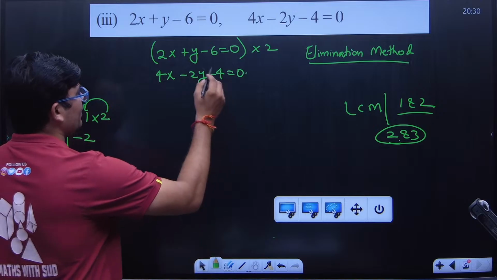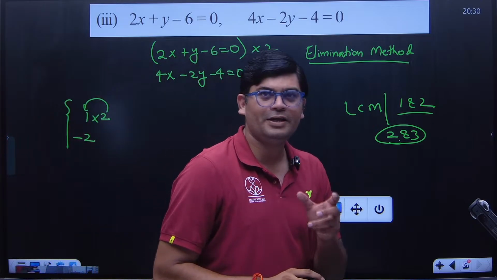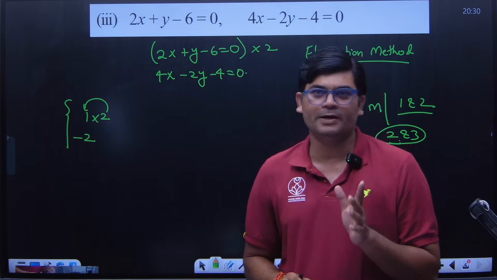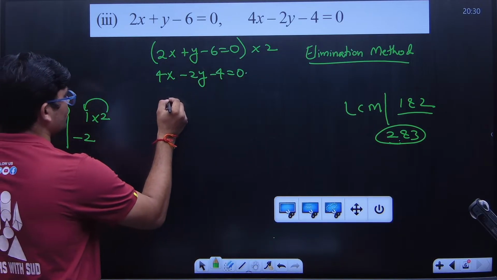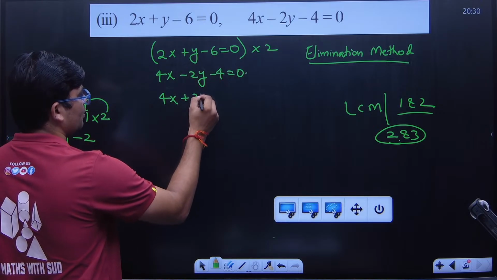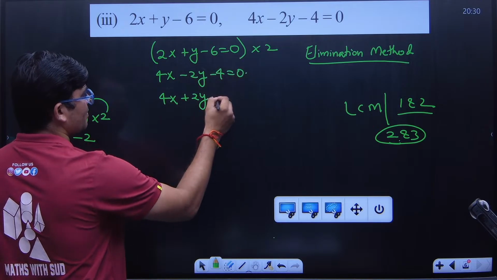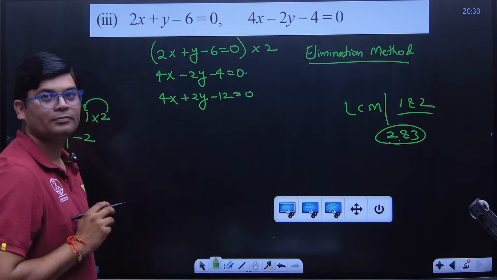So when I'm multiplying that equation by 2, every term of that equation will be multiplied. So 2x will become what? 4x. And y will become? 2y. And minus 6 will become? Minus 12.